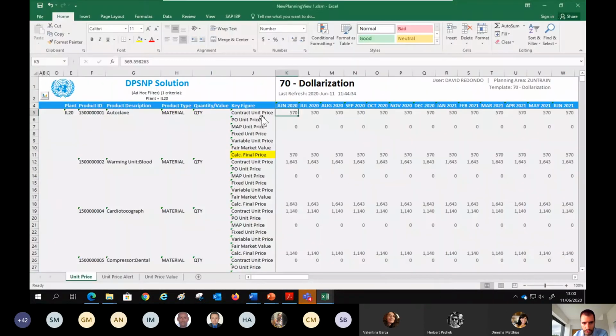So we'll take contract. If there is no contract price, we'll take MAP price, the moving average price that is in inventory. If not, we'll take PO, and so on and so on. But then for every product, we will have a calculated final price. Is this clear? Is this how these key figures relate?